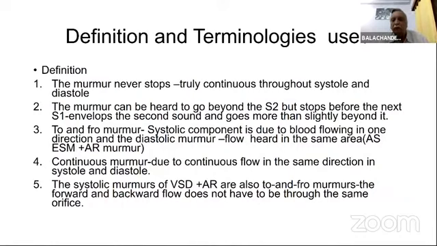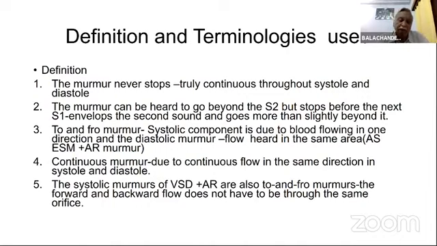But a to and fro murmur has a systolic component, with blood flowing in one direction, and a diastolic murmur with blood flowing in the other direction. For example, the ejection systolic murmur of AS and the early diastolic murmur of AR, or PS and PR. The continuous murmur is where blood flows in the same direction in systole and diastole.